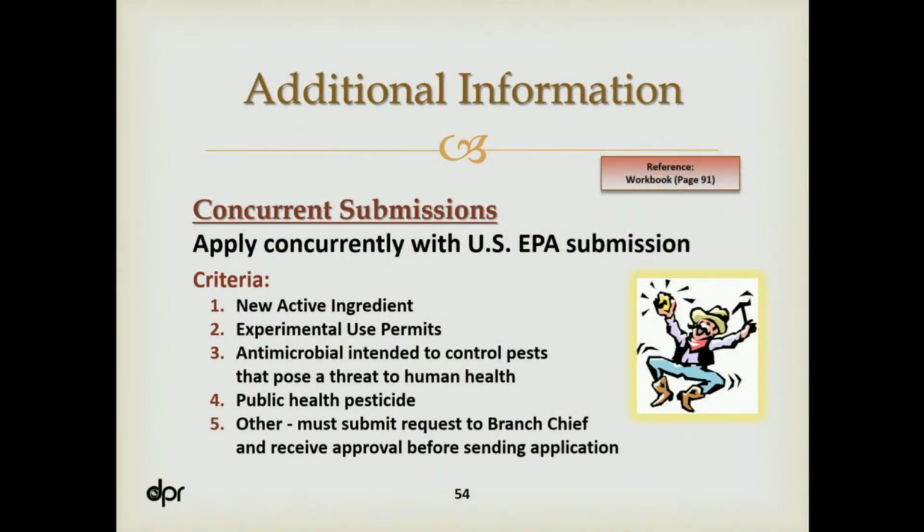And they reiterate what John said. One of the most important things to do, if you're going for criterion number 5, branch chief approval, is make the best argument you can in writing. Sometimes we'll get a request saying, hey, we would like a concurrent submission, period. Here's my label, period. We need to know more information before we can do that. So make your best argument.